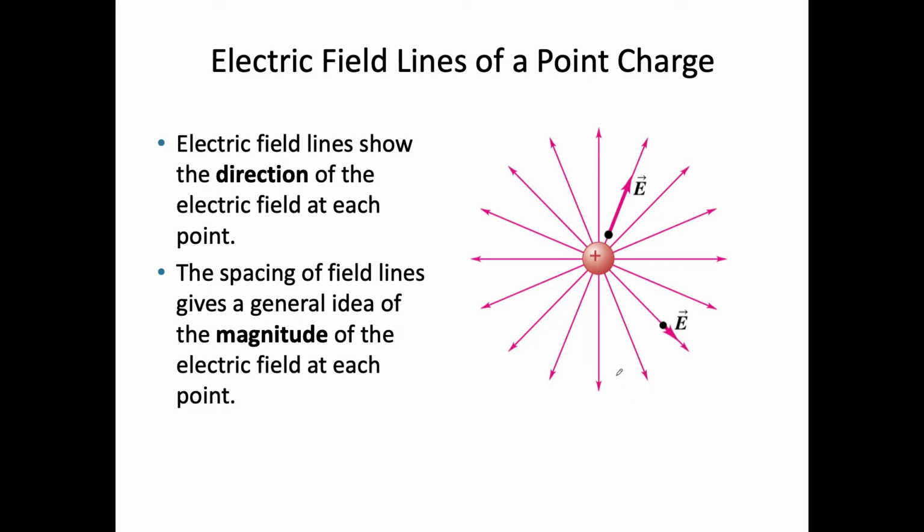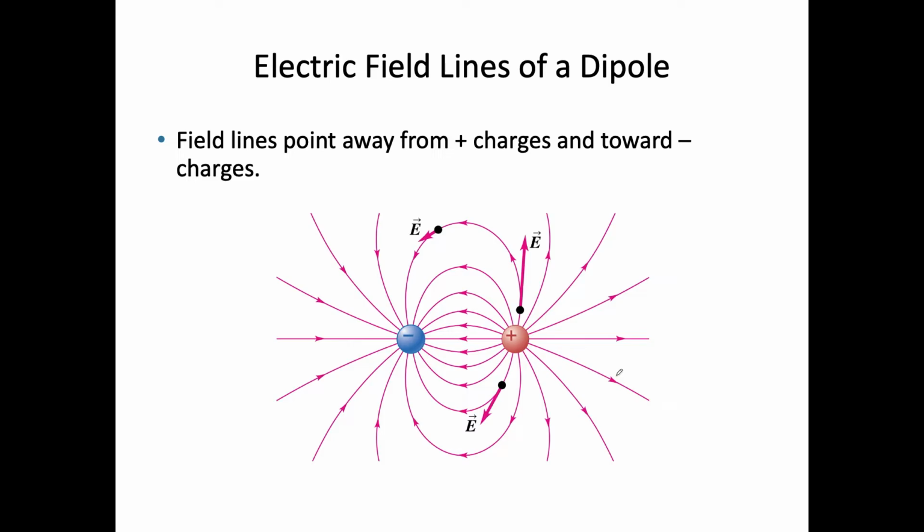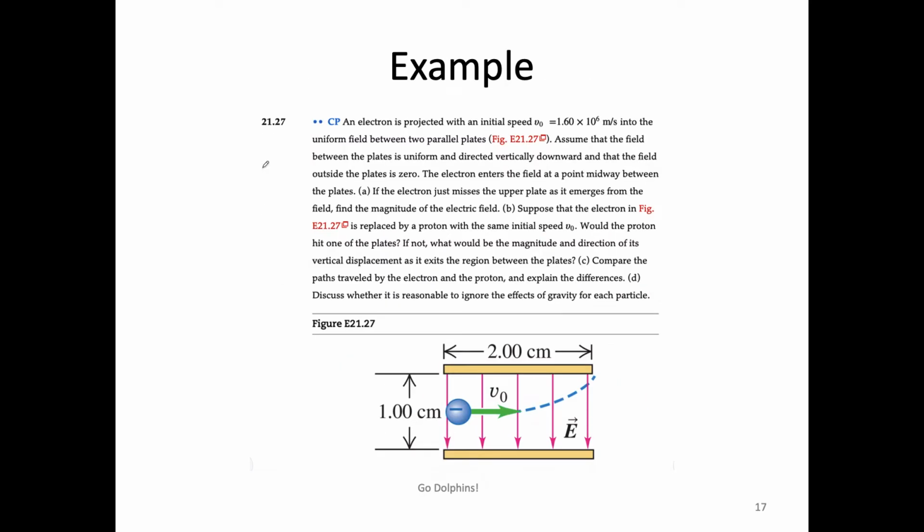So this is how the electric field looks for a positive charge, and this is how the electric field looks for a pair of positive and negative charges. The electric field points away from the positive charge, towards the negative charge. You have a strong electric field here, and a very weak electric field here. Okay. So now for another example, let's study how a charged particle moves inside an electric field.